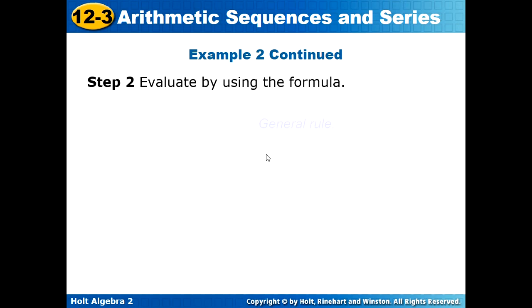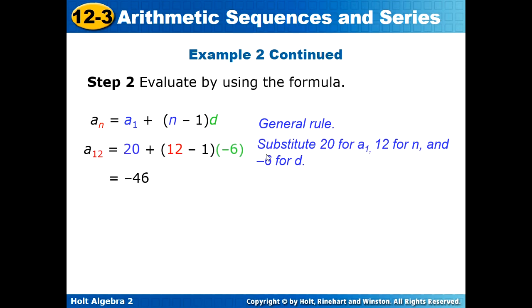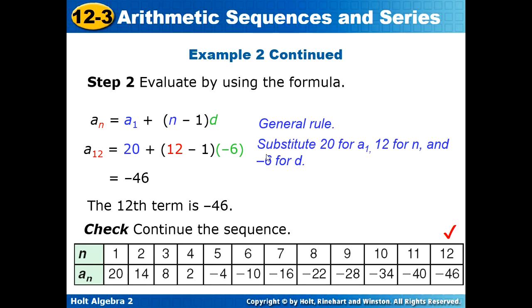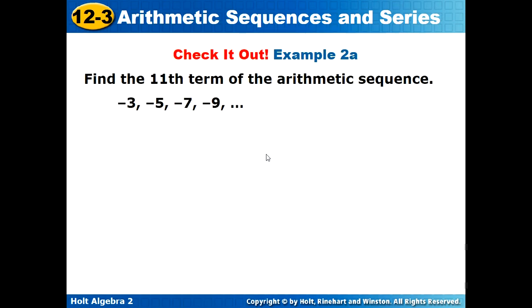Step 2. Evaluate by using the formula. We're going to plug all those numbers we just talked about into our formula here. So the first term, 20, plus our 12th term minus 1 that we're trying to find, times the common difference, which is negative 6. You get negative 46. The 12th term of that sequence is negative 46. And then if you did this on the ACT and you didn't remember the formula, you would do this down here to see if that would be correct, and it is correct.